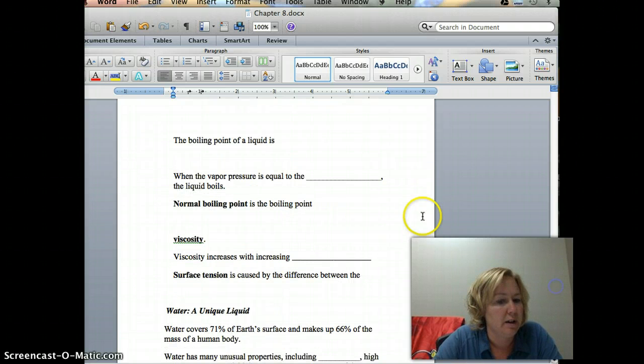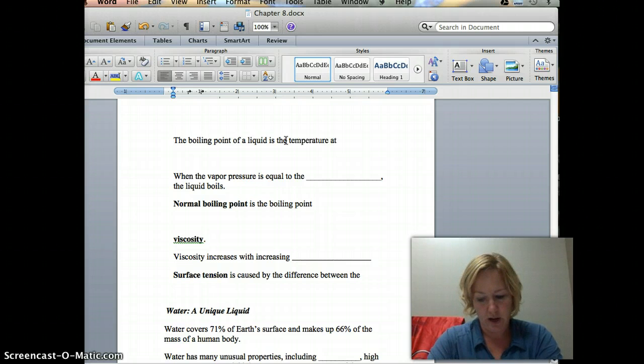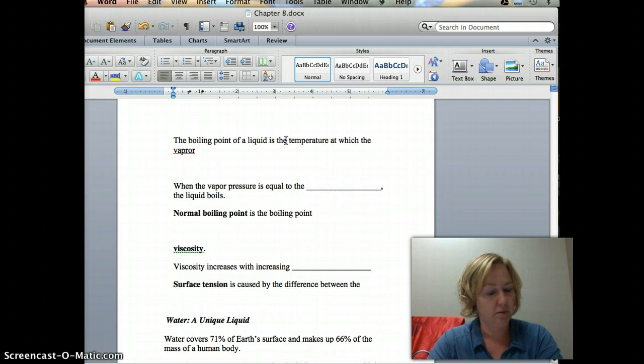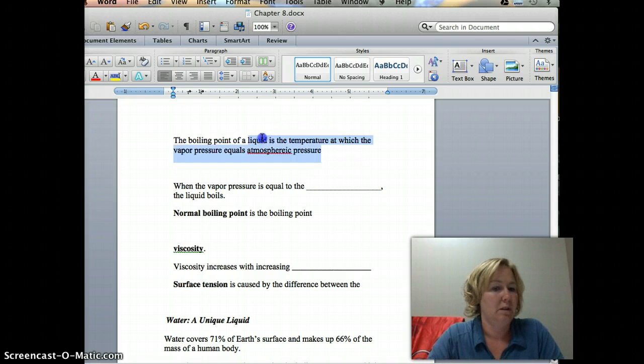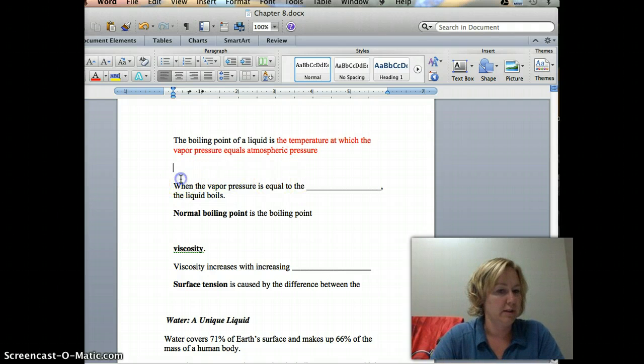The boiling point of a liquid is the temperature at which the vapor pressure equals atmospheric pressure. Okay, let's put that in red so you can see it. And let's spell atmosphere right. The temperature at which the vapor pressure equals atmospheric pressure, that is the boiling point. That's when the thing boils.